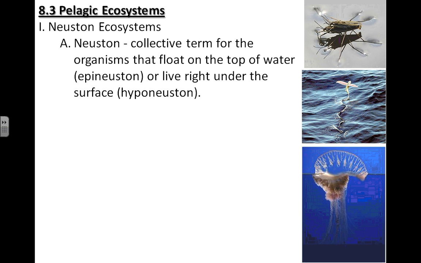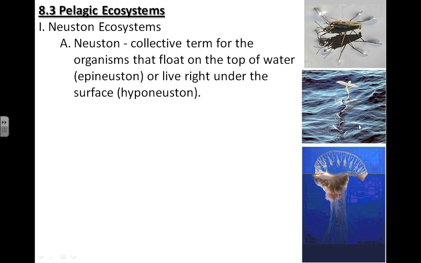Neuston are kind of like plankton, nekton, and benthos. It's a type of organism that collects on top of the water. They can either float on top of the water or they live right under the surface. So the ones that live on top of the water, like this water strider that you see up here, and the Portuguese man-of-war, those would be Epineuston. Hyponeuston would be like the flying fish.